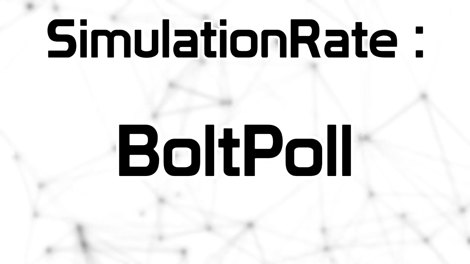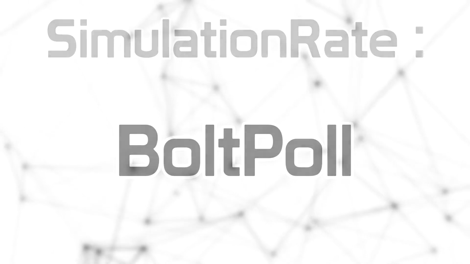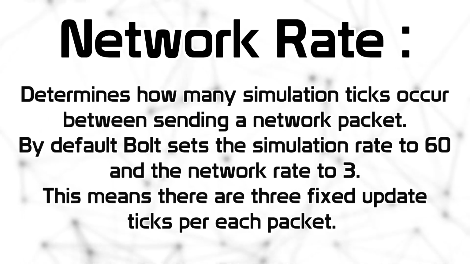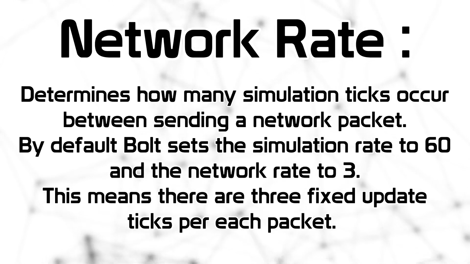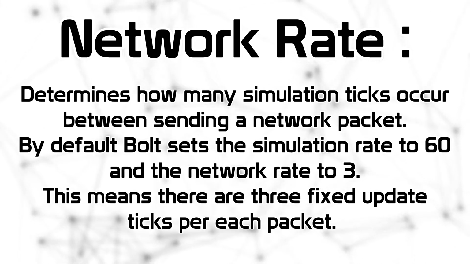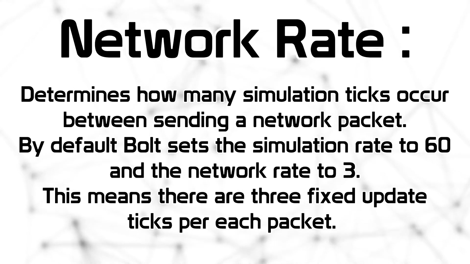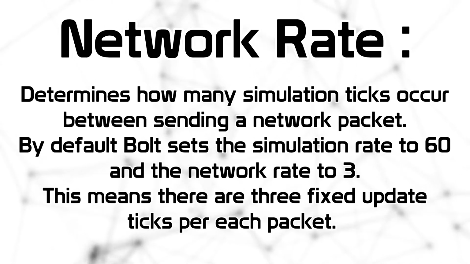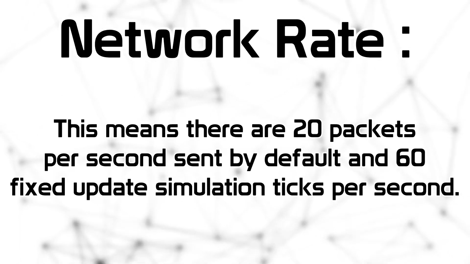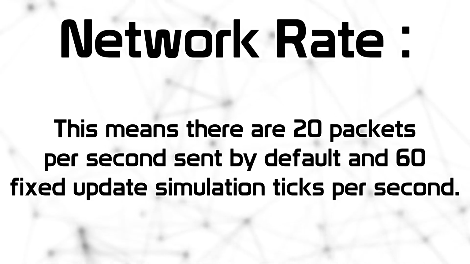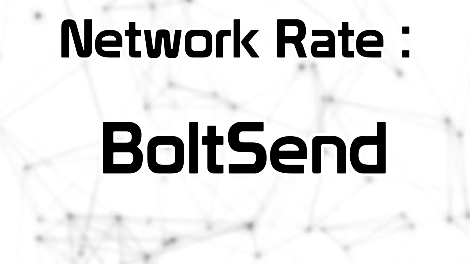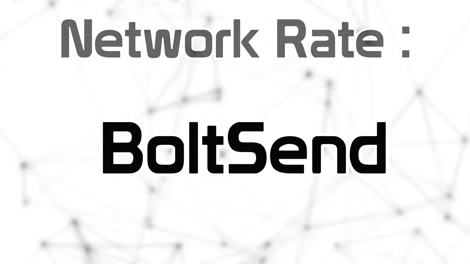Simulation rate helps you to handle the rate at which Bolt poll is called. Then we have network rate, which determines how many simulation ticks occur between sending a network packet. By default, Bolt sets the simulation rate to 60 and the network rate to 3. This means there are 3 fixed update ticks per each packet. This means there are 20 packets per second sent by default and 60 fixed update simulation ticks per second. These settings help to handle the Bolt send part, which executes at the end of a fixed update cycle.